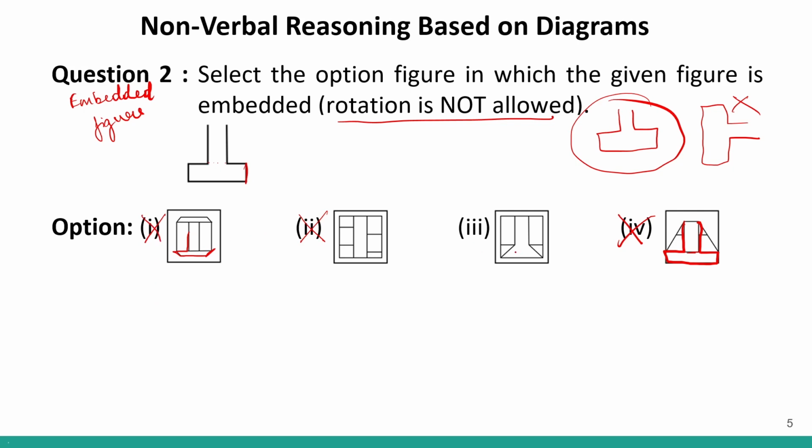Now, in option number 2, I can see this. Correct? And this is open. So in option number 3, I can see this figure being embedded. But now you will say that, ma'am, this is closed. So how is this true? Over here we have an opening, but this is closed.